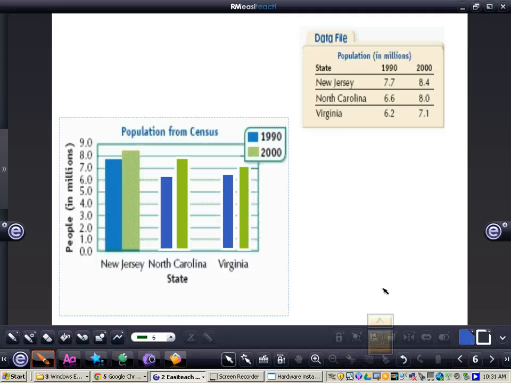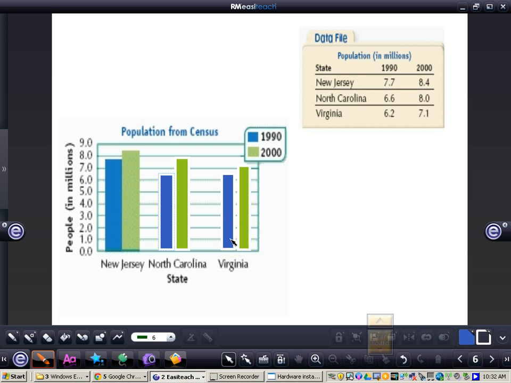Okay, this is what your double bar graph should look like. Okay, we can see that North Carolina in 1990 we had 6.6 million, the population. So we can see that the double bar graph is definitely in the middle and a little bit closer to that 7 than it is the 6. Okay, we can see that North Carolina, 8 million. Okay, so that double bar graph ends exactly on that 8.